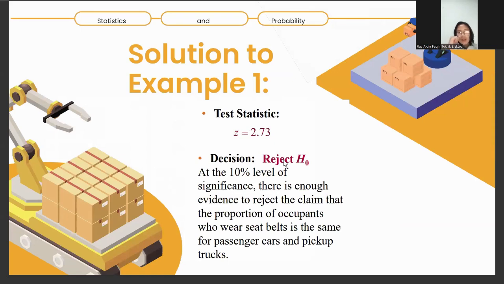And so we can conclude that the test statistic z equals 2.73. And the decision is, of course, to reject H0, because at the 10% level of significance, there is enough evidence to reject the claim that the proportion of occupants who wear seatbelts is the same for passenger cars and pickup trucks.